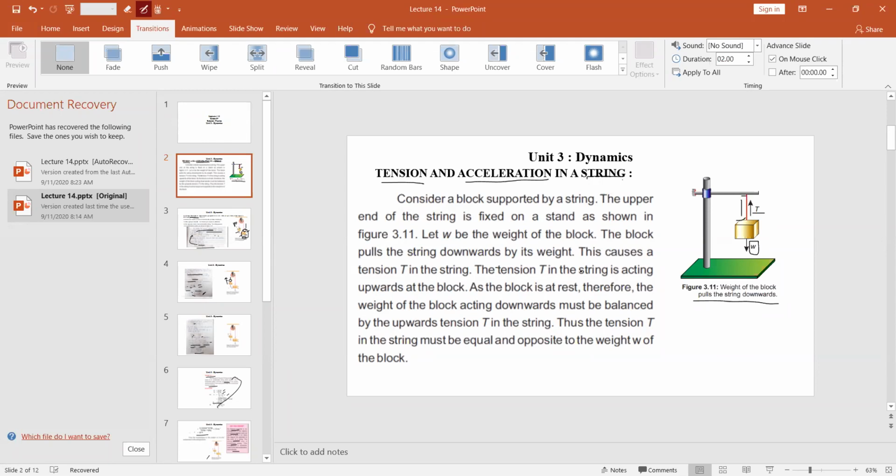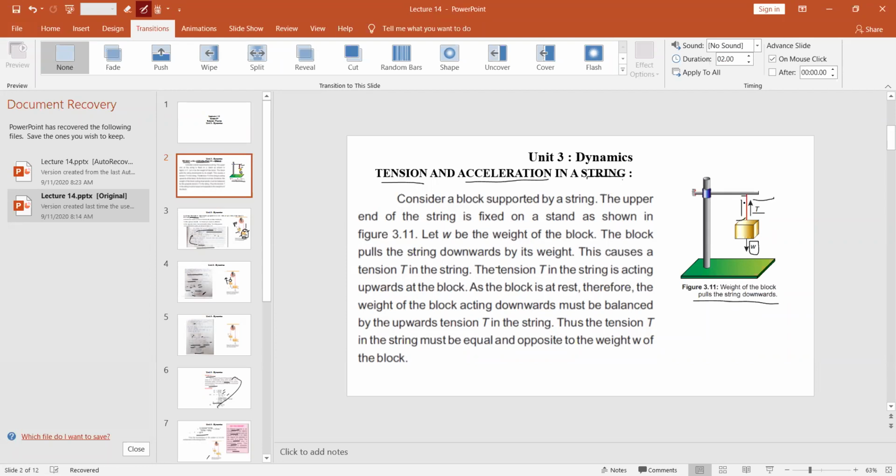The string is inextensible, meaning there is no elasticity present in the string. This string has a constant length. One more reason is that the object is stationary, so the length of the string cannot be changed. That's why the tension will remain the same throughout the string. When there is a string, tension is present, and since the string is inextensible, we cannot change its length, so the tension will remain the same in this case. So this is basically the overview of tension, acceleration, and string.